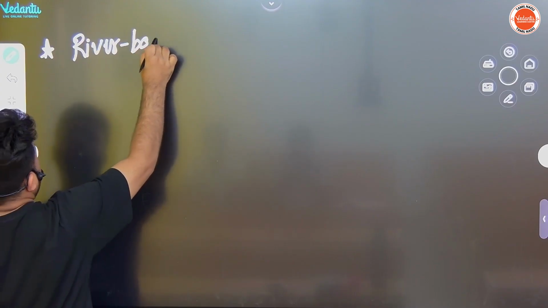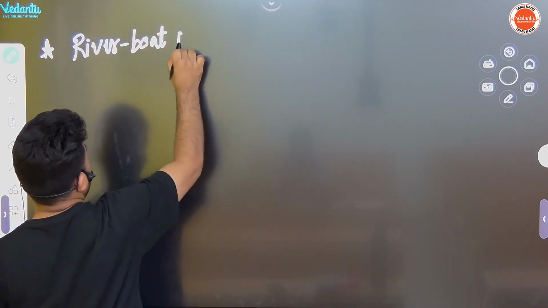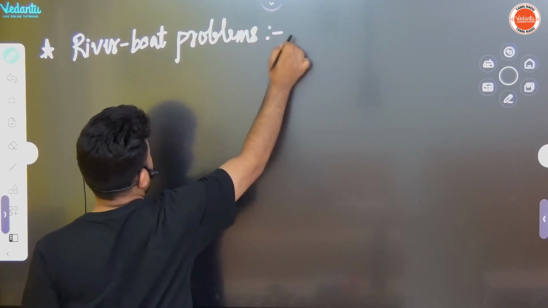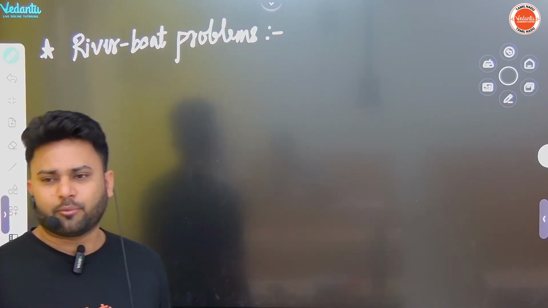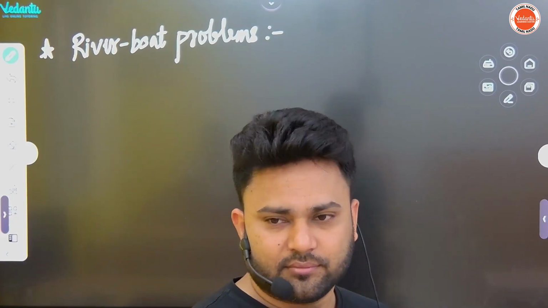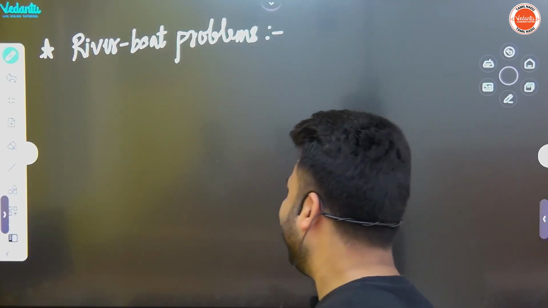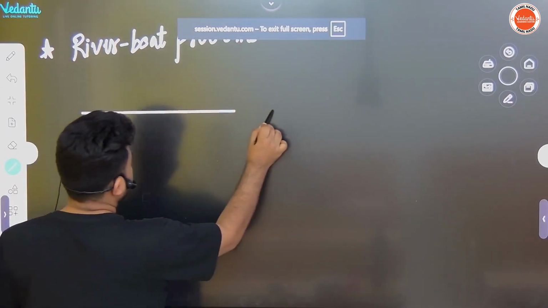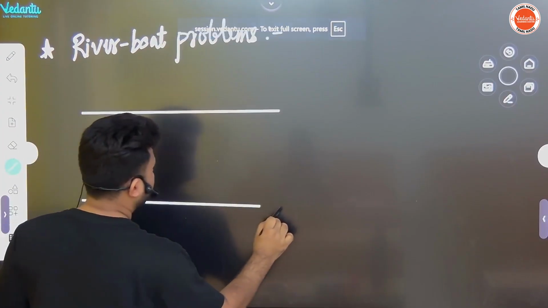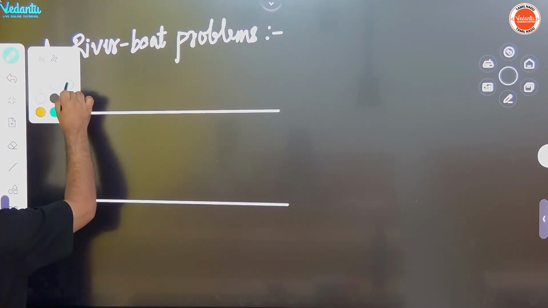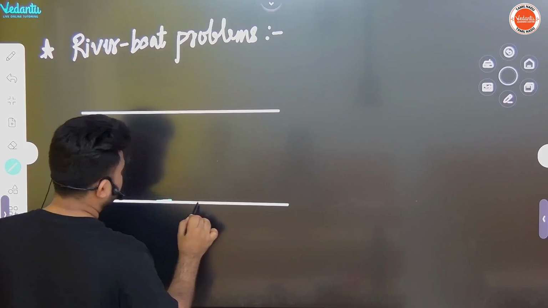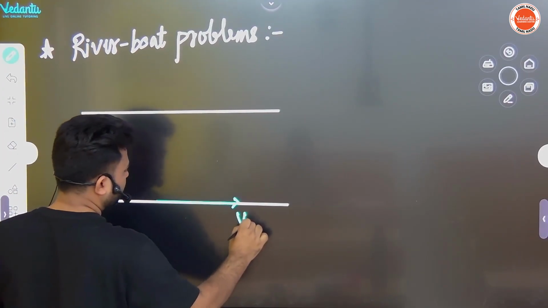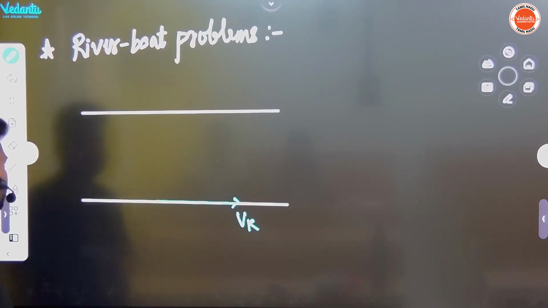River boat problems. River boat. You remember river boat? Not studied? So suppose there is a river. It is flowing like this. Suppose the velocity of the river is in this direction. This is the velocity of river in this direction. There is a person here.